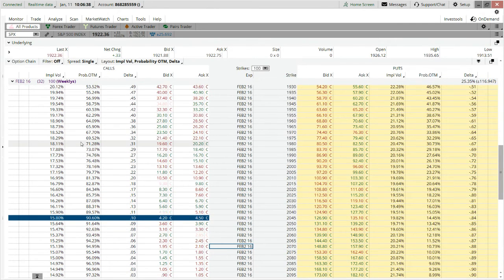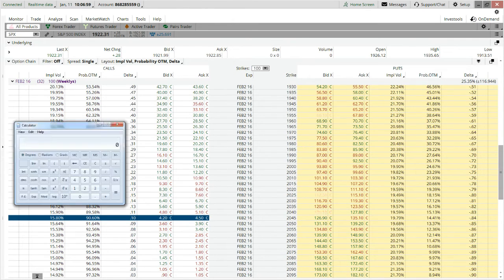So what we're going to do here is take the distance between our short call strike price, which currently has a 90% probability of expiring out of the money, and the one that currently has about a 70% probability. The one that currently has about a 70% probability is the 1975 strike price. So the distance between our 2045 and our 1975 strike is going to be 70 points.